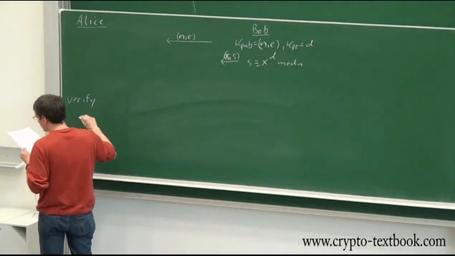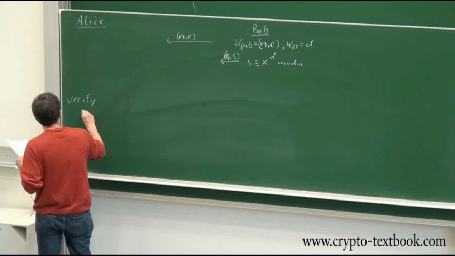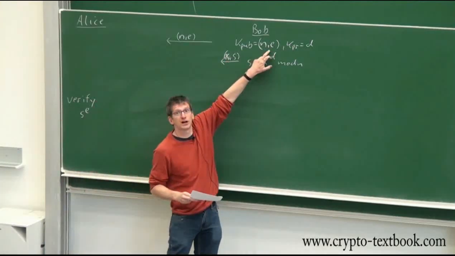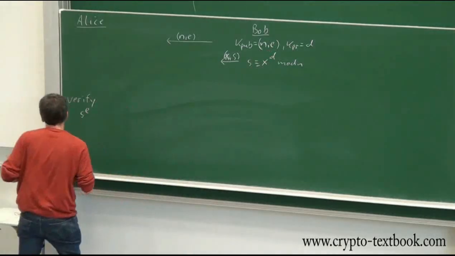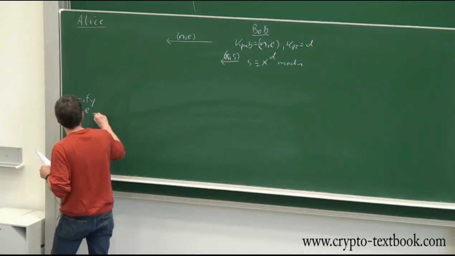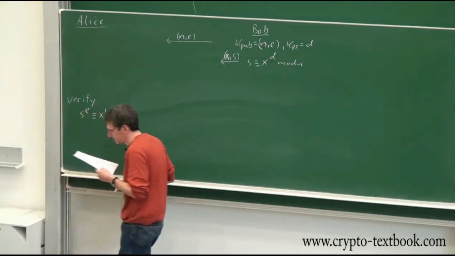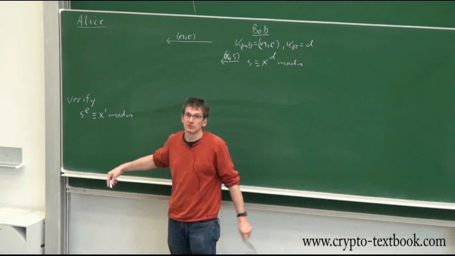So what does she do? She takes the signature and raises it to the public exponent, S to the e, modulo n, which we call x prime.